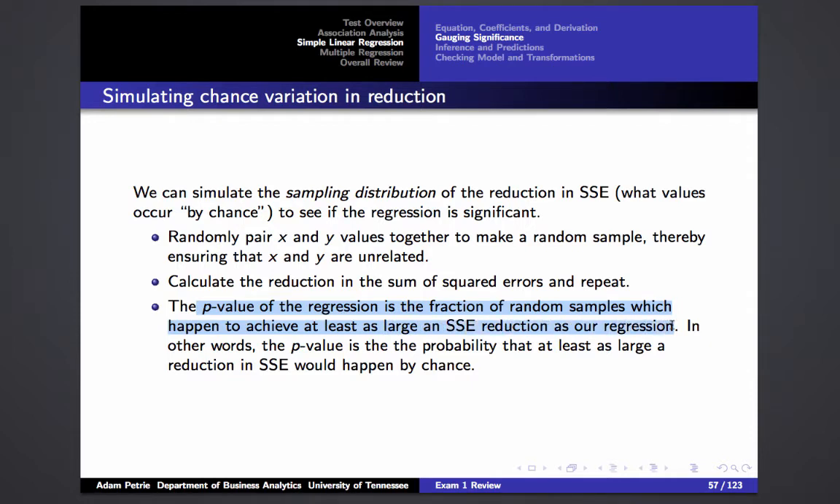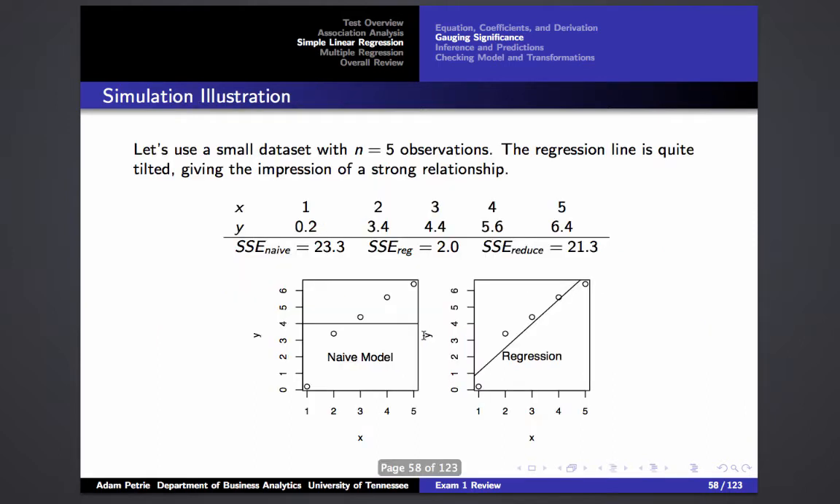And so if that p-value is small, less than 5%, it's highly unlikely that chance alone would be able to yield such a large reduction in the sum of squared errors. So we say that, yeah, our regression is statistically significant. So when the regression is statistically significant, we say that our regression is predicting y better than the naive model. Basically, we gain information about y from using x to our advantage.